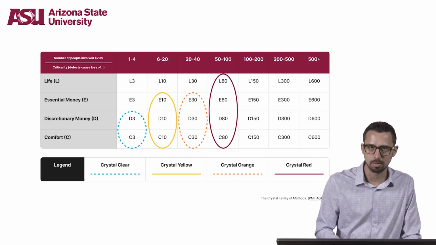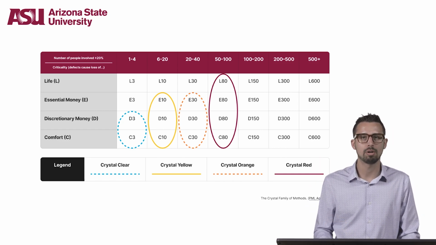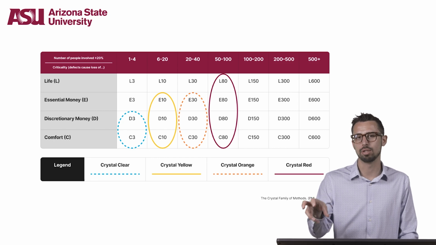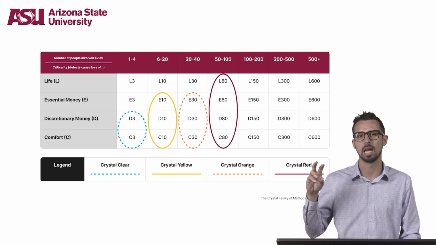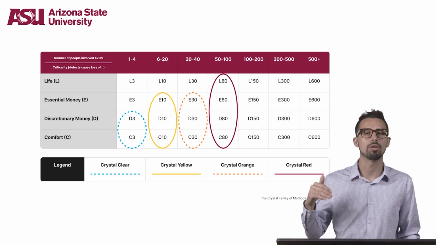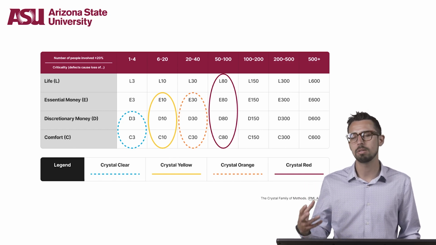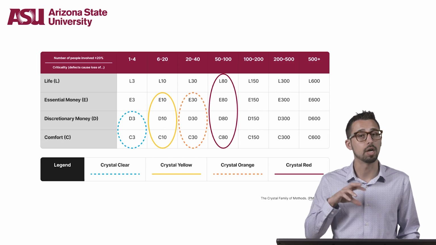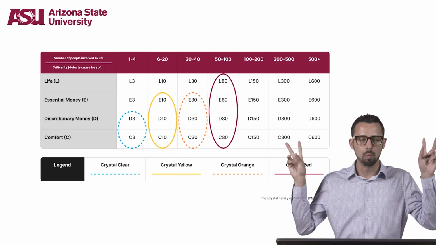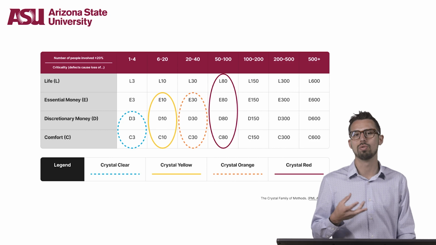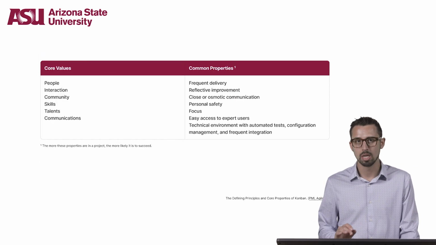Crystal methodologies realize that each project may require a slightly tailored set of policies, practices, and processes in order to meet the project's unique characteristics. The family of methodologies use different colors based on the weight of the project to determine which methodology to use.